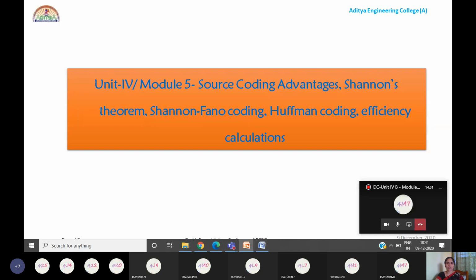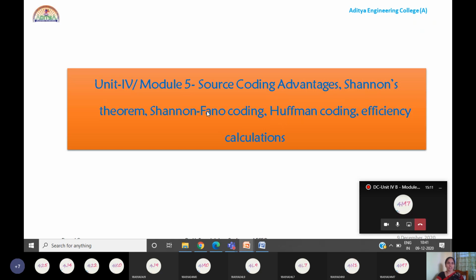We have a lot of various coding techniques, so why are we studying only these two? Because these two come under lossless compression techniques. Lossless means no information will be lost. No information will be lost by using these two kinds of compression techniques.